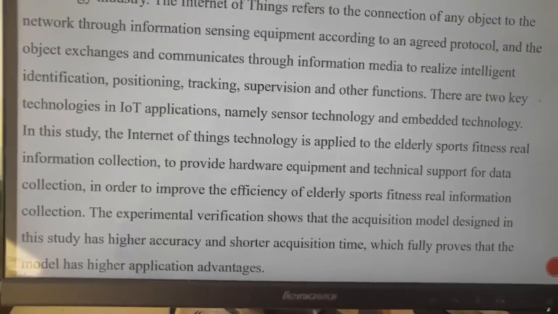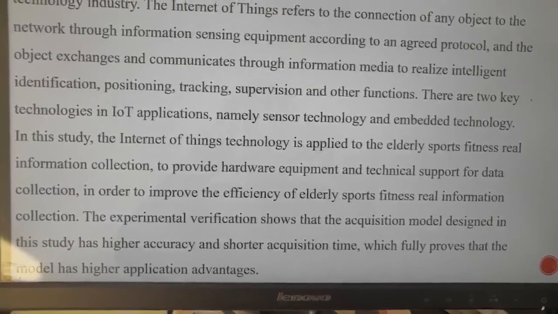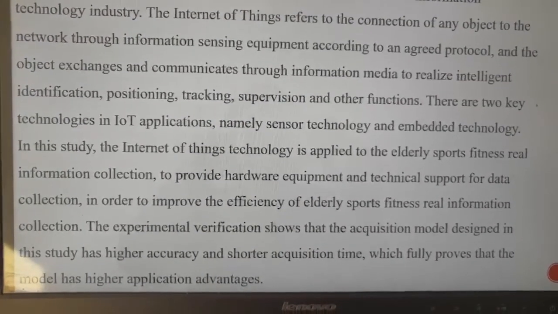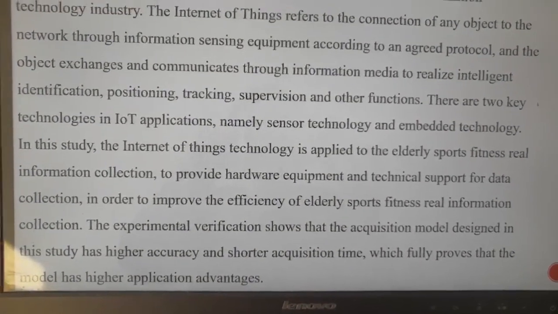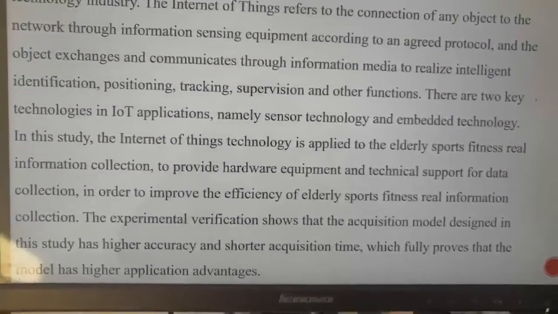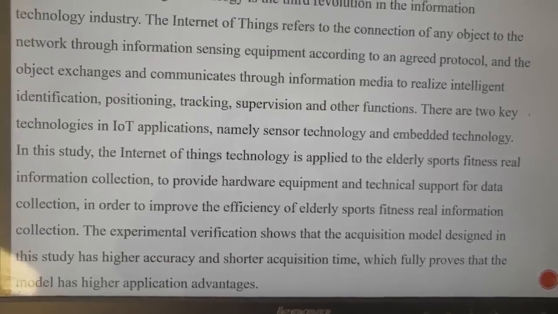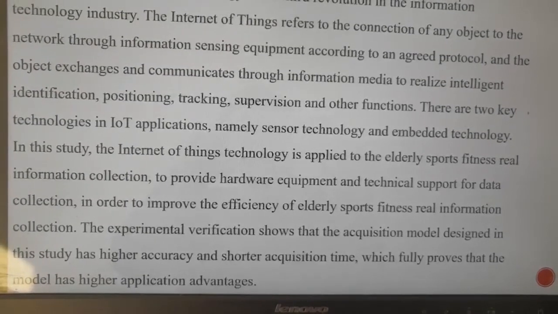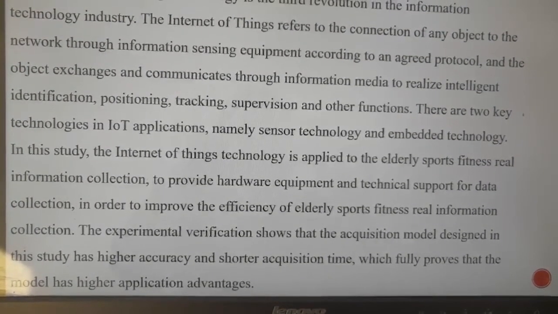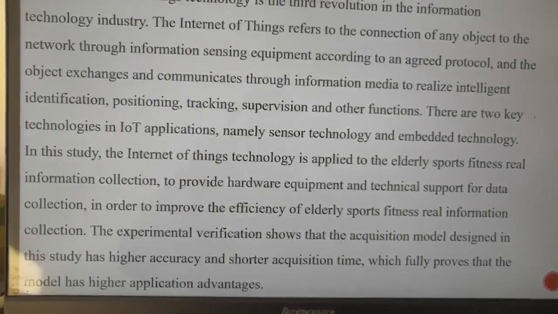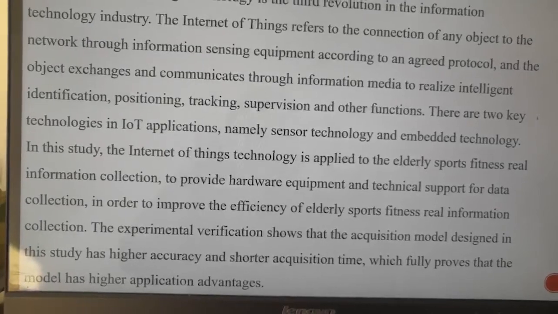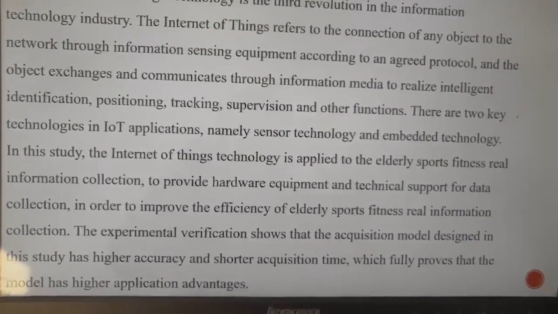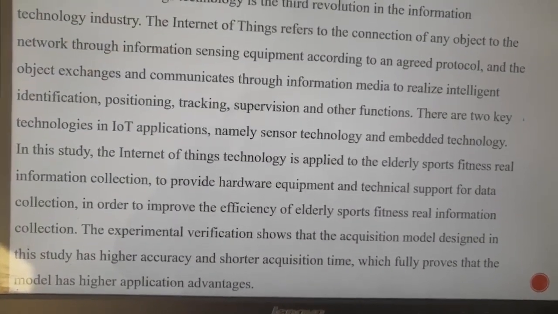In this study, the Internet of Things technology is applied to the elderly sports fitness real information collection to provide hardware equipment and technical support for data collection. In order to improve the efficiency of elderly sports fitness real information collection, the experimental verification shows that the model designed in this study has higher accuracy and a shorter acquisition time, which fully proved that the model has higher application advantages.